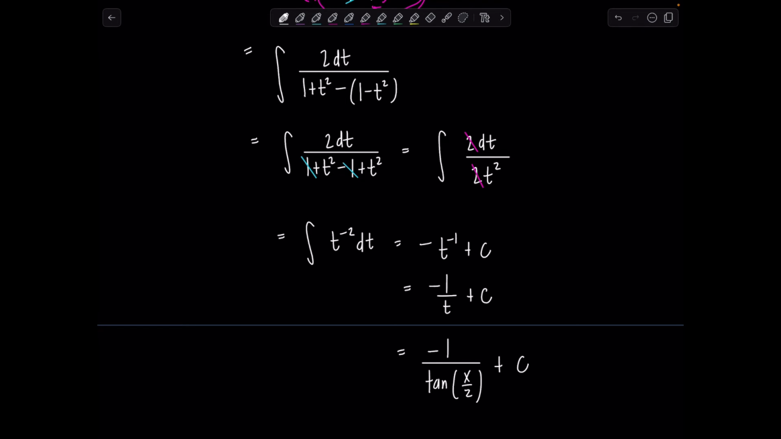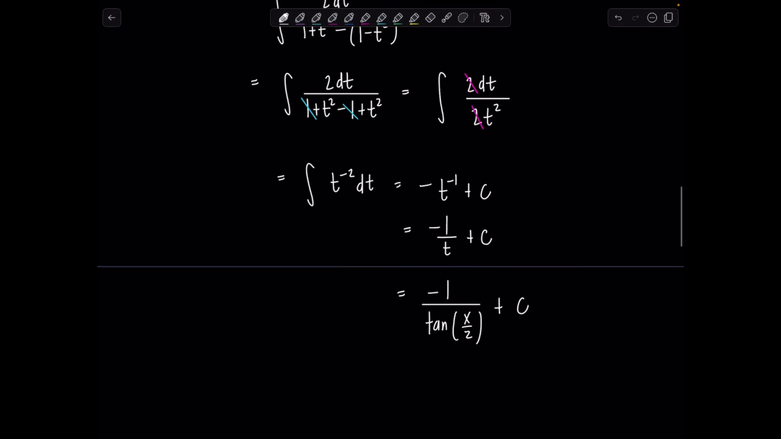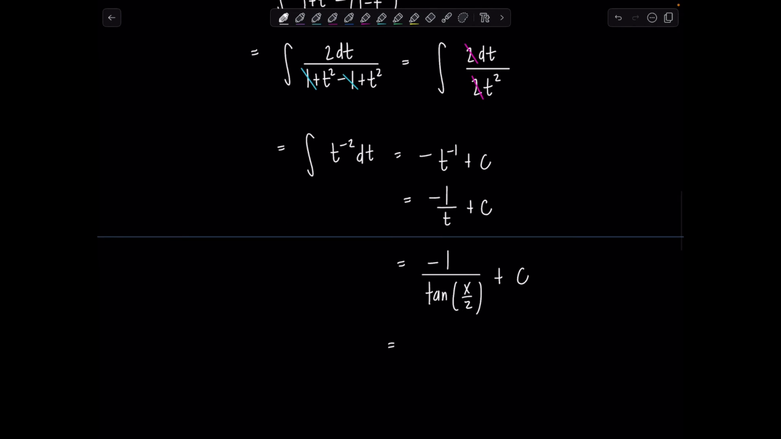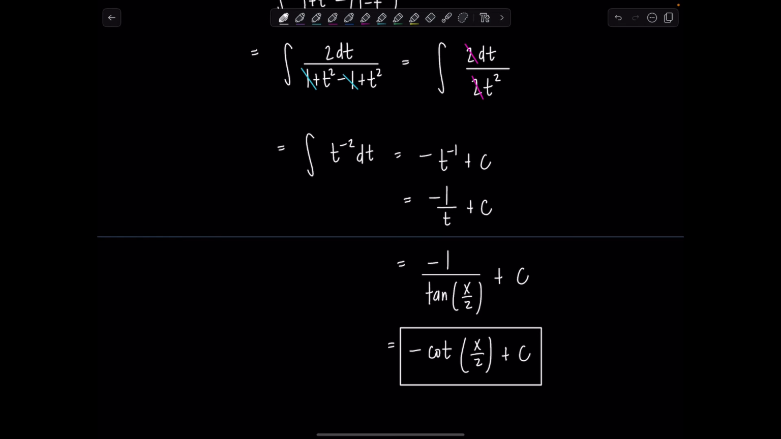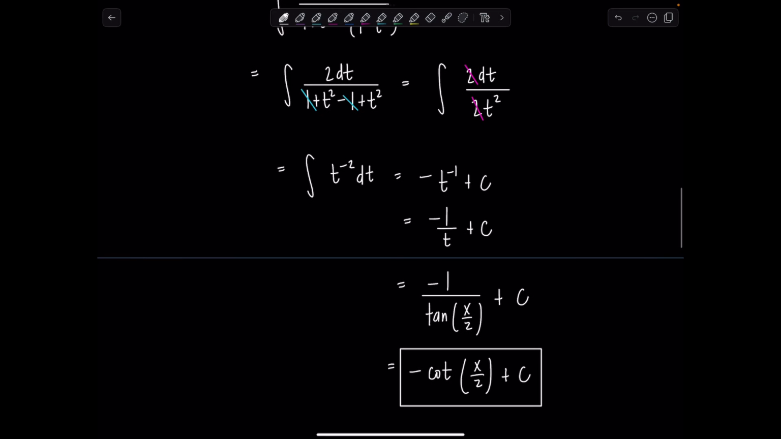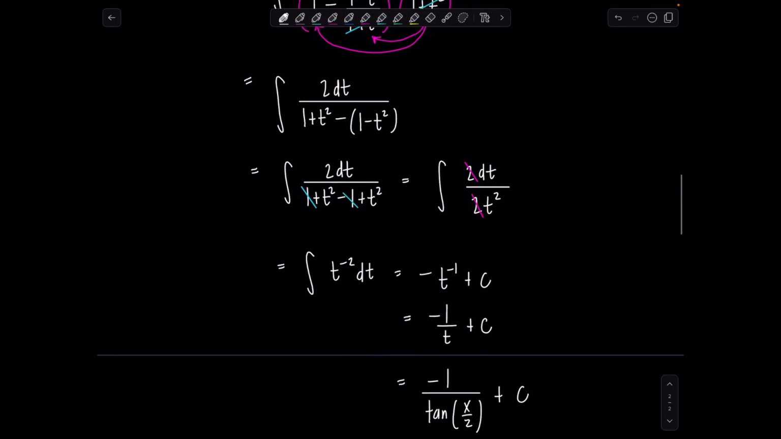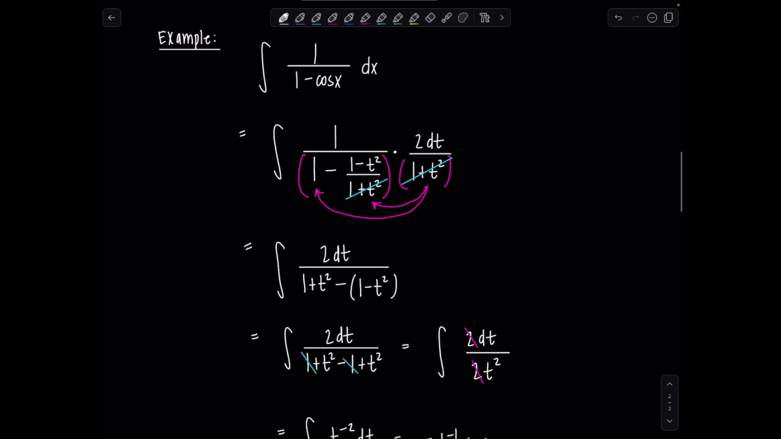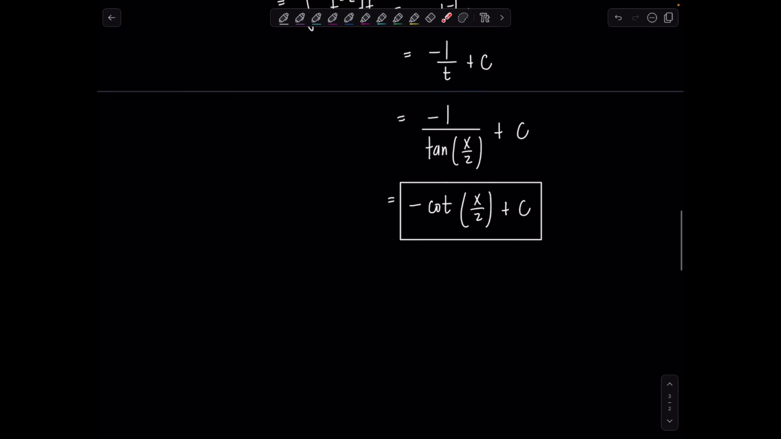Now, no, you're not going to leave your answer like this. Rewrite your trig function as cotangent. You don't want to leave a trig function in the denominator. So negative cotangent of x over 2 plus c. And we're done. Okay. So that's the first little integral I wanted to show you. And again, I think if you haven't seen this, it might not occur to you, but it's a lovely little technique. Just keep in mind you don't have to necessarily have tangent in the original integrand. You can still make this substitution.